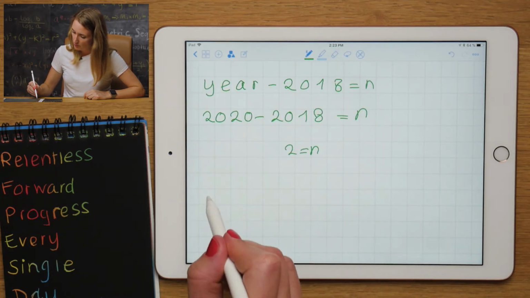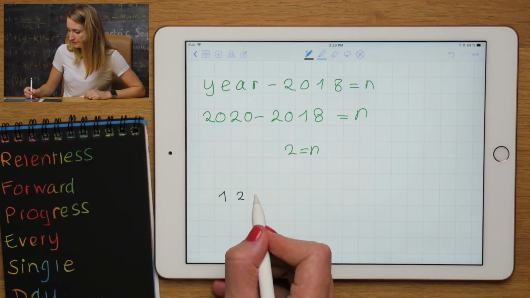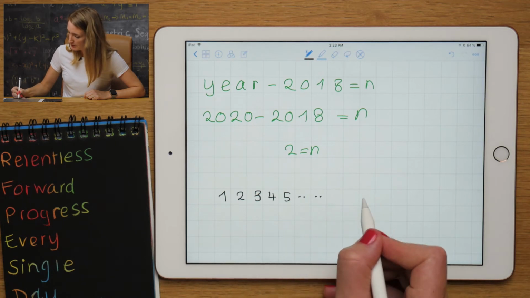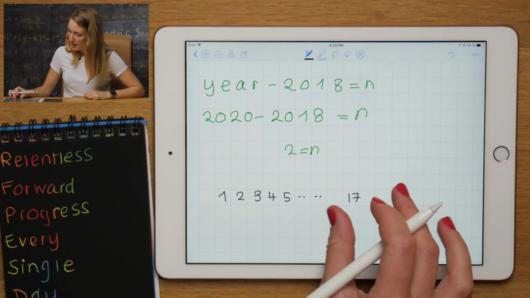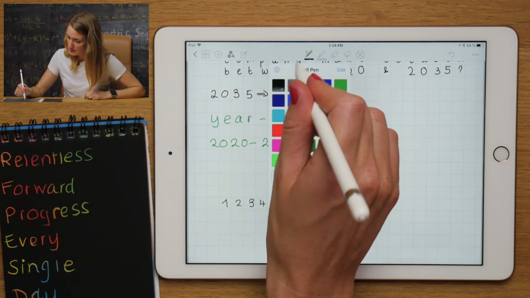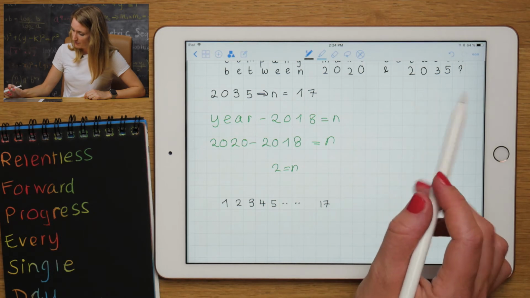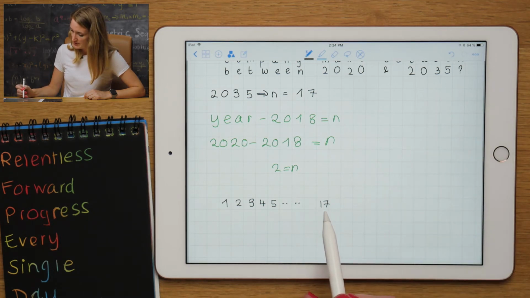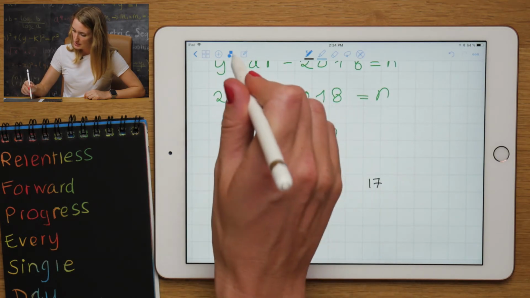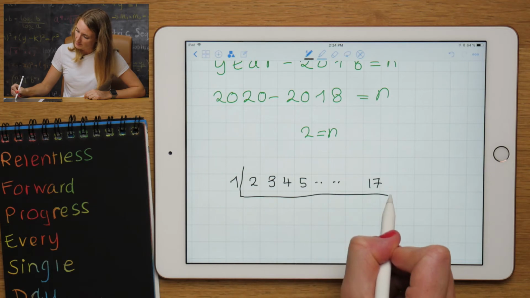So if I was to draw this, how would it look? If you think about it, what they're interested in, we've got the first year, the second year, the third year, the fourth year, all the way up to the year 17. And they're asking how much money is made between 2035, which is n is 17, or the 17th year, and 2020, which is the second year. So in this situation, they're actually asking for all of these ones.